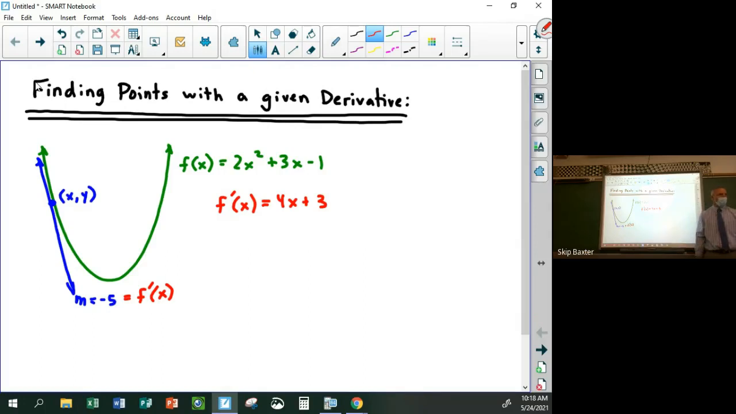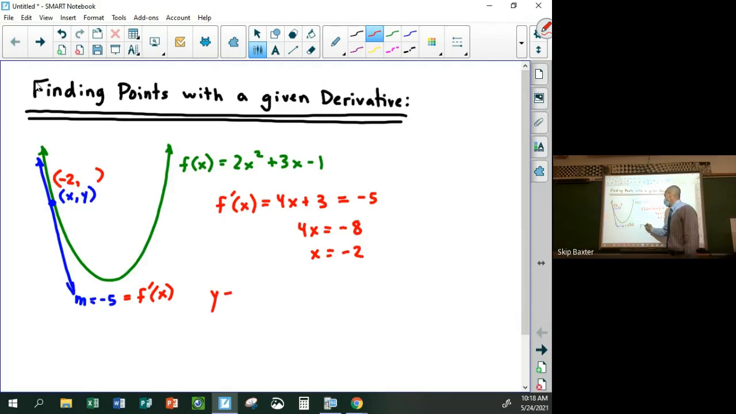Nope. And so I'm just going to set this equal to -5 and solve for x. I just want to know when that derivative is equal to -5. Okay. So this ends up being 4x equals -8. So x would be -2. So the only thing that's missing now is the y coordinate of that point. I know the x coordinate is -2. How can I find the y coordinate? Plug it into the original equation. Yeah, that's it. So the y coordinate, y, is f of -2.